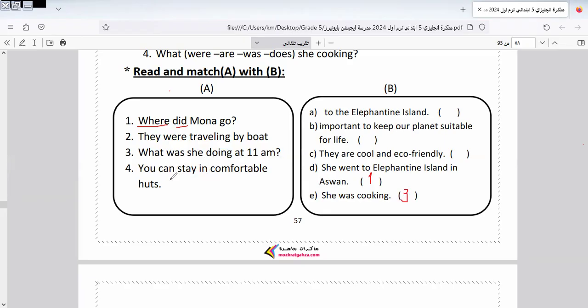You can stay in comfortable hands. You can stay in comfortable hands because in comfortable hands they are cool and eco-friendly. This is this one because they are cool and eco-friendly. This is number 4. They were traveling by boat to Elephantine Island. This is number 3.